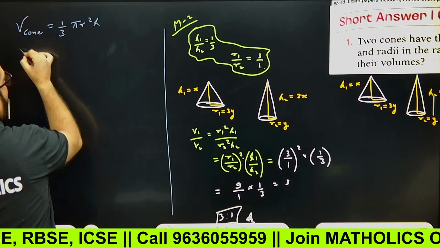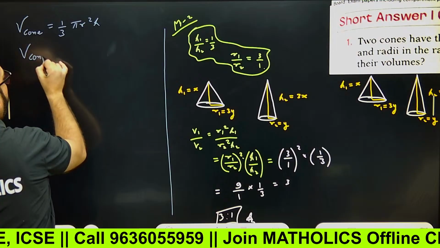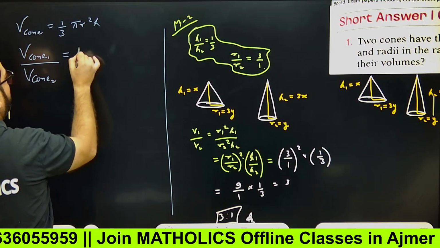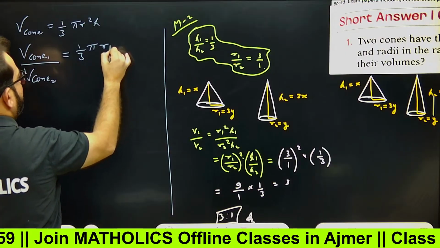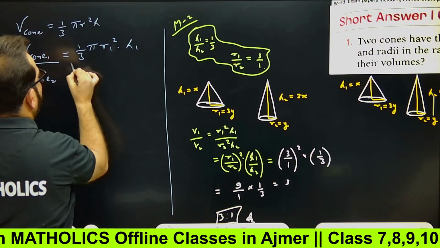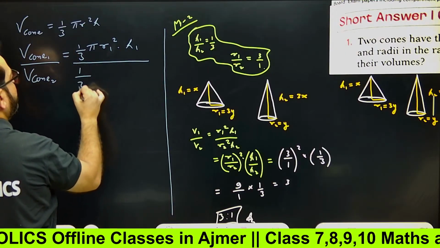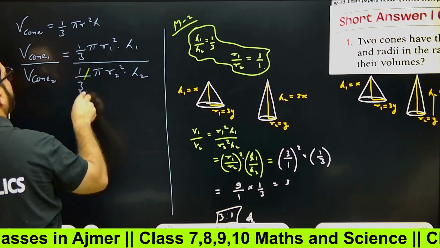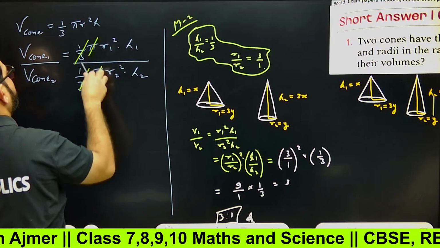Now, volume of cone 1 upon volume of cone 2, what will it be? 1 by 3 pi r1 square into h1, whole upon, second cone, 1 by 3 pi r2 square into h2. Yes or no? 1 by 3 got cancelled, pi got cancelled.